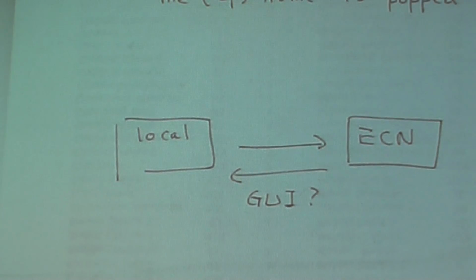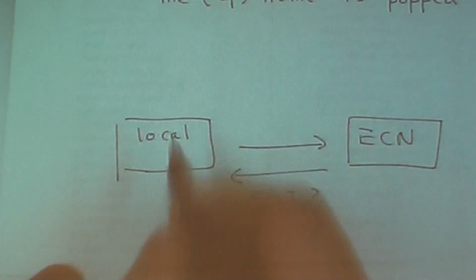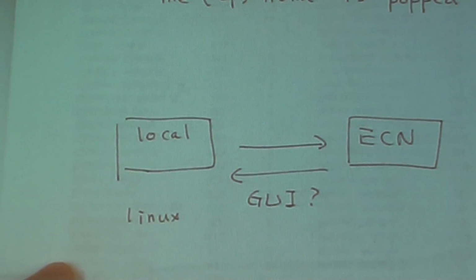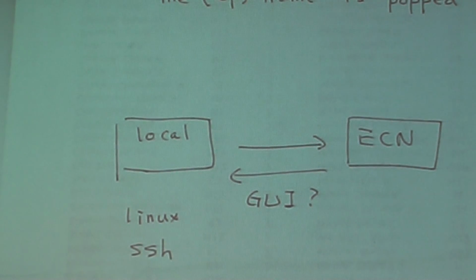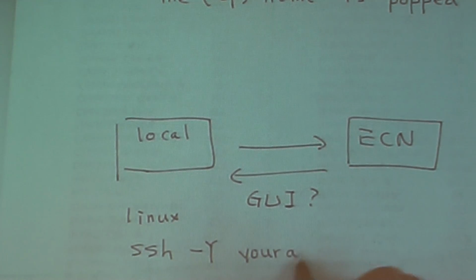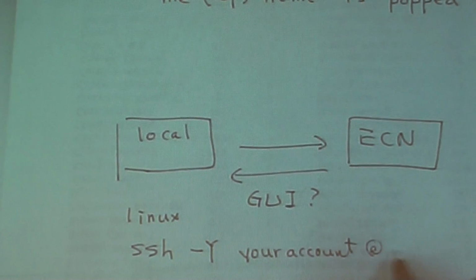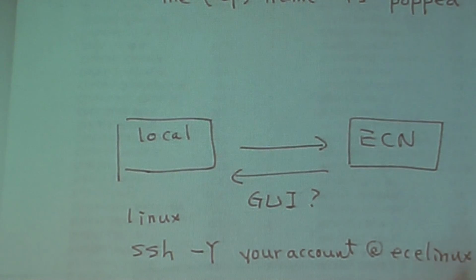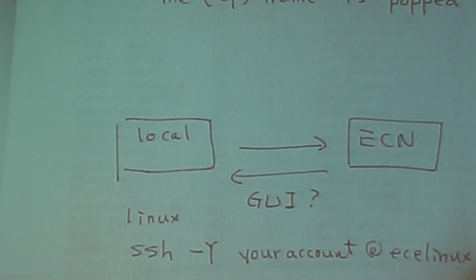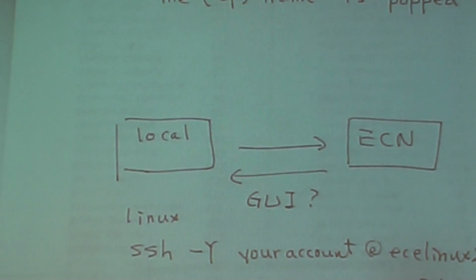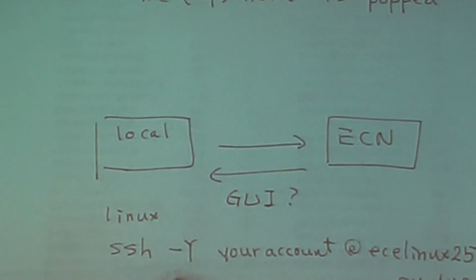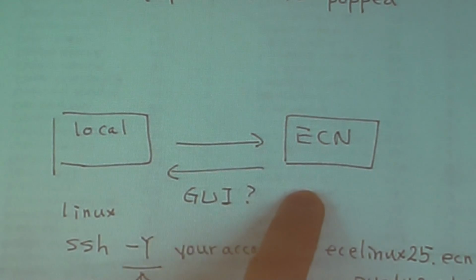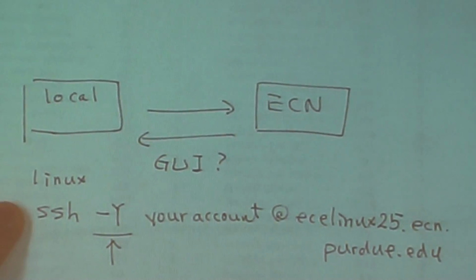If your local machine is Linux, you need to use SSH in a terminal, and you need to use -Y, and then your account at ECE Linux, and so on. That's to connect to the ECN, at ECN.Purdue.edu. You need to use -Y. That will allow the graphical user interface to come back if you are using Linux.